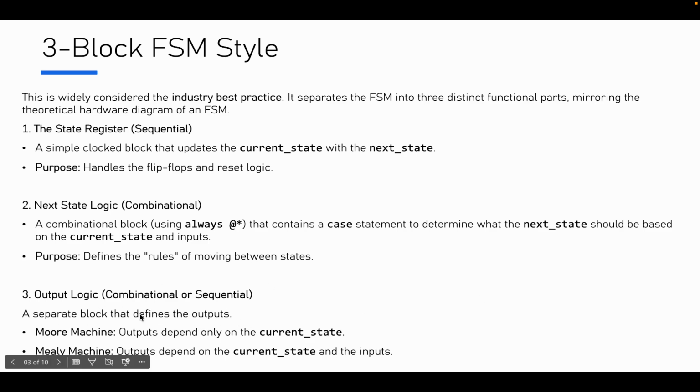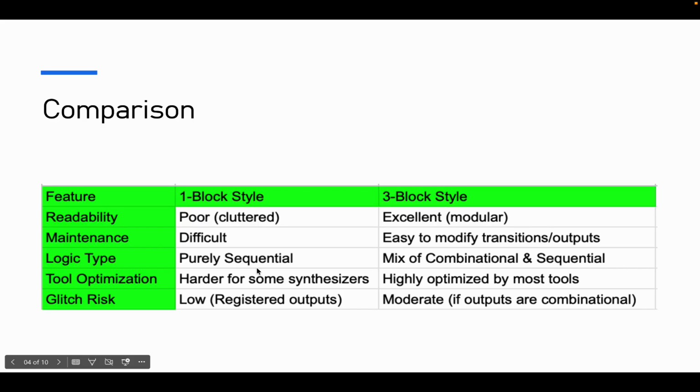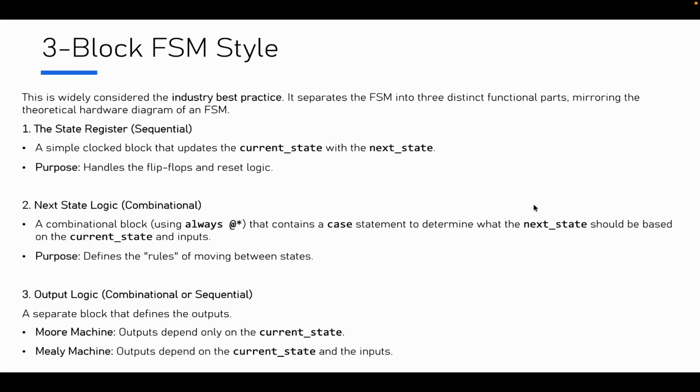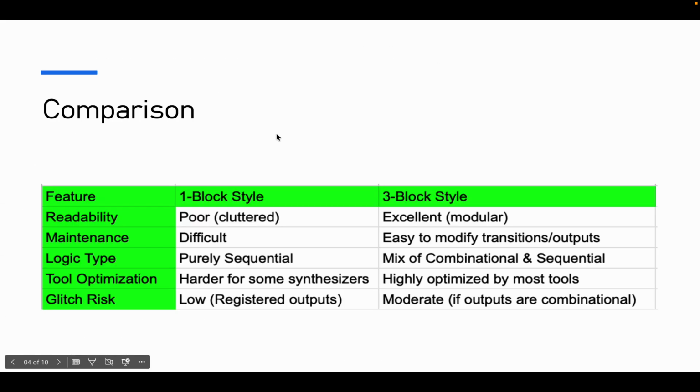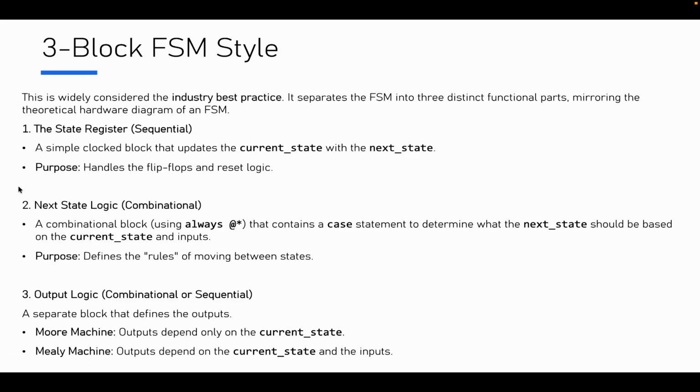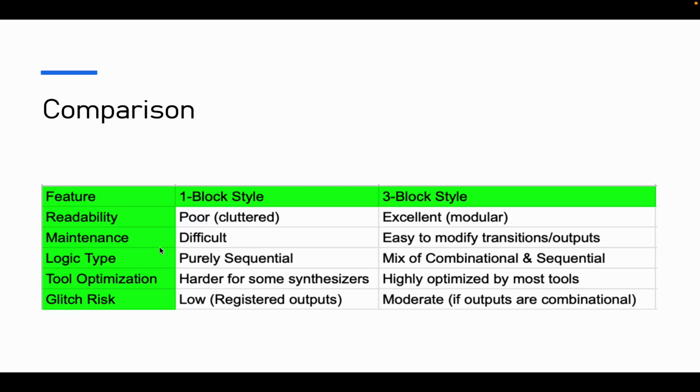Here it can be combinational or sequential, a separate block that defines the output. Output here depends only on the current state for a Moore machine, and for a Mealy machine it will depend on the current state as well as the inputs. Comparison, as we already saw: here, the style of writing the code is a bit cluttered. Here it is excellent because you are using three separate blocks. So if you have made any mistake in the state, you can easily debug it rather than searching where you have made the mistake.